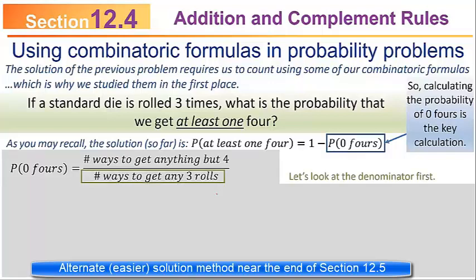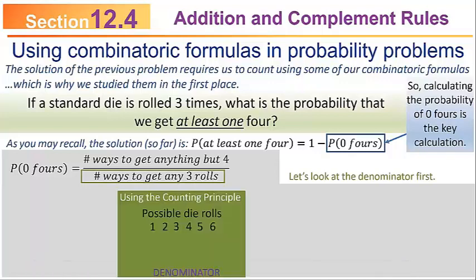I think I'll start with the denominator first. Let's find the number of ways to get any 3 rolls. Going all the way back to the counting principle, if you're looking for the number of ways to get any 3 rolls, remember each roll can be a 1, 2, 3, 4, 5, or 6. So think of this as a 3-stage experiment.